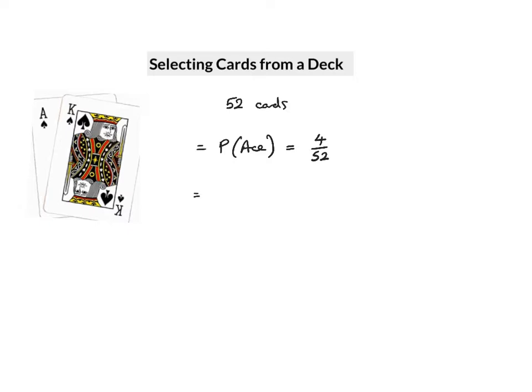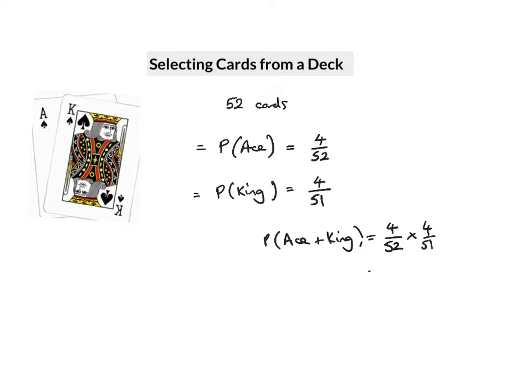And now we know there's no replacement, so drawing a king next will be 4 out of 51, because there's 51 cards there. So the probability of an ace and a king equals 4 over 52 times 4 over 51, which equals 16 over 2652, which equals 0.006, which equals 0.6%.